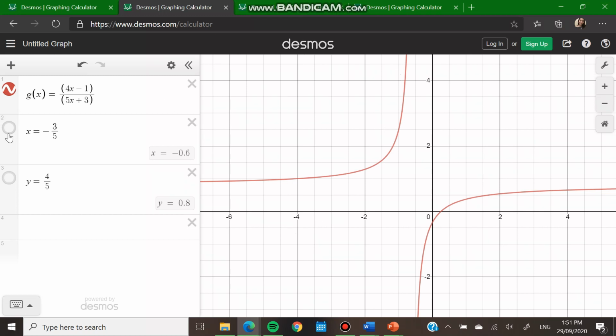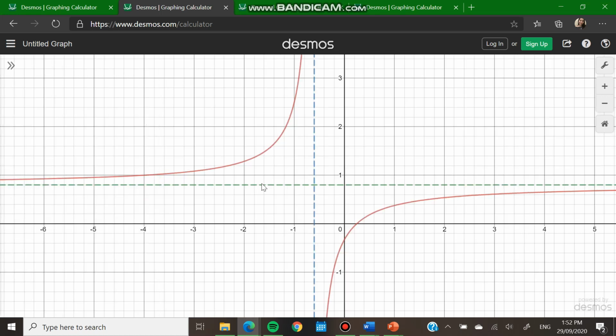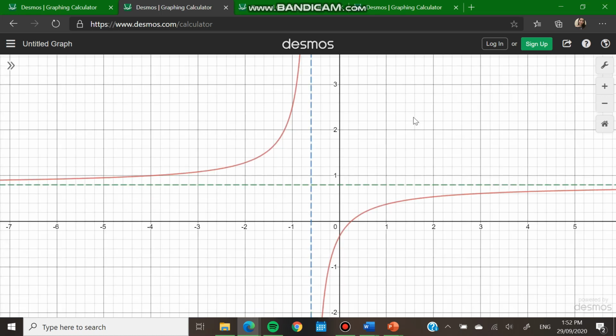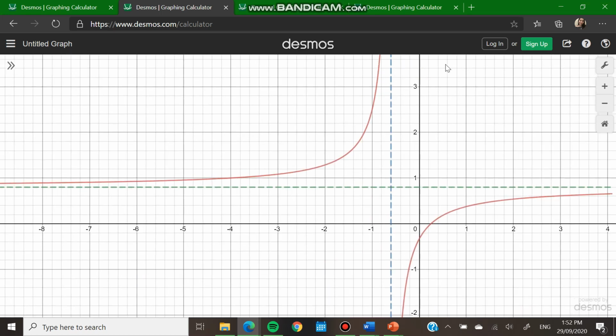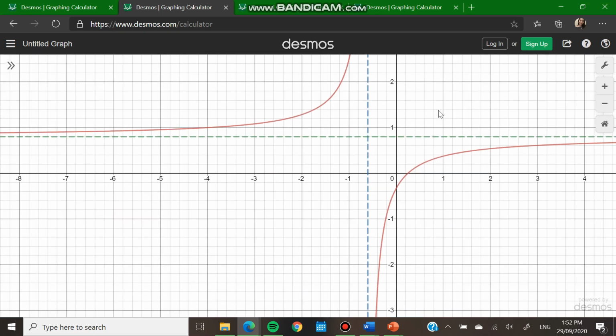Then we have the vertical asymptote, which is x equals negative 3 over 5. So this blue line right here, that's our vertical asymptote. And for our horizontal asymptote, we have y equals 4 over 5. So this again is the graph of the function with the asymptotes. Okay, so the lines will not touch our graph itself.